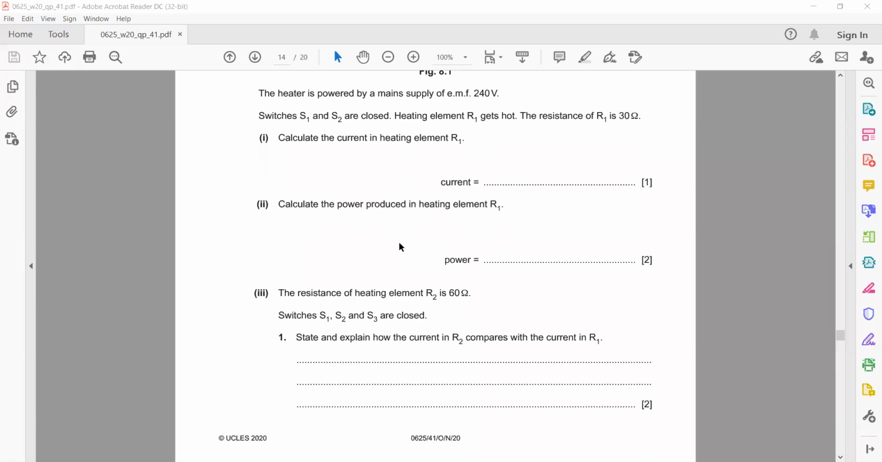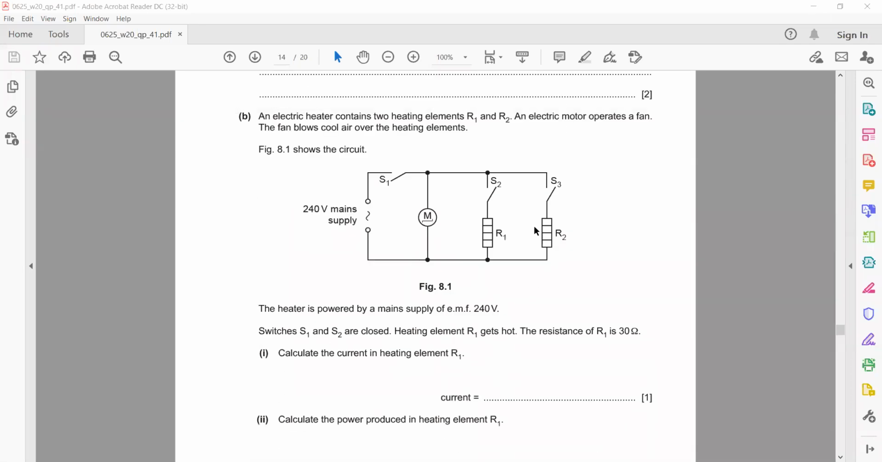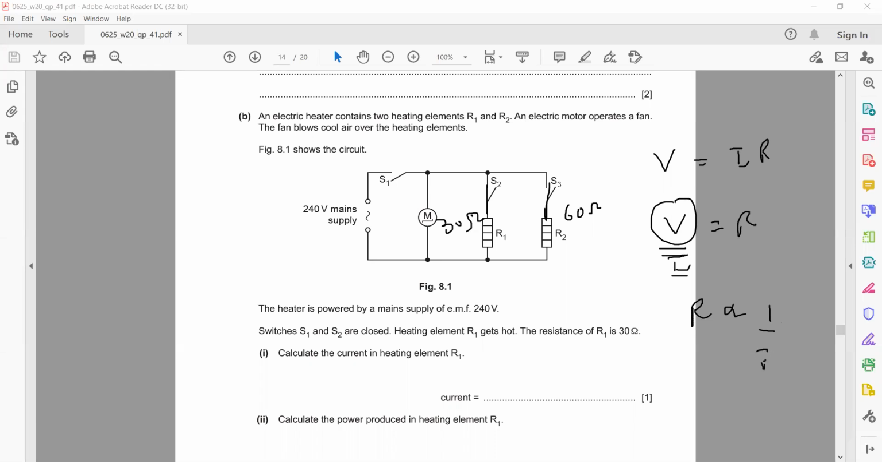The resistance of heating element R2 is 60 ohms. The switches S1, S2 and S3 are closed. State and explain how the current in R2 compares to R1. Look, this one is 30 ohms, the other one is 60. The voltage is the same. So what is the relation when voltage is the same? V is equal to IR, they receive the same voltage, or V divided by I is equal to R. If voltage is kept constant across the two components, resistance and current are inversely proportional to each other.